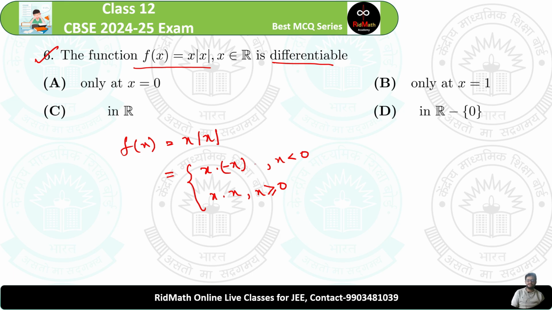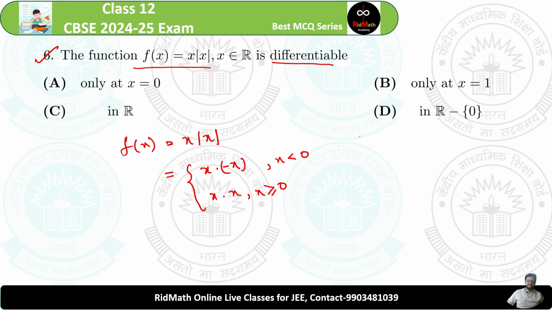So we have a definition break at x equal to 0. So that's why we will check only at the x equal to 0 point. Otherwise, at every point other than x equal to 0, this f(x) is differentiable, and hence you know that it is continuous. So we will check at x equal to 0.